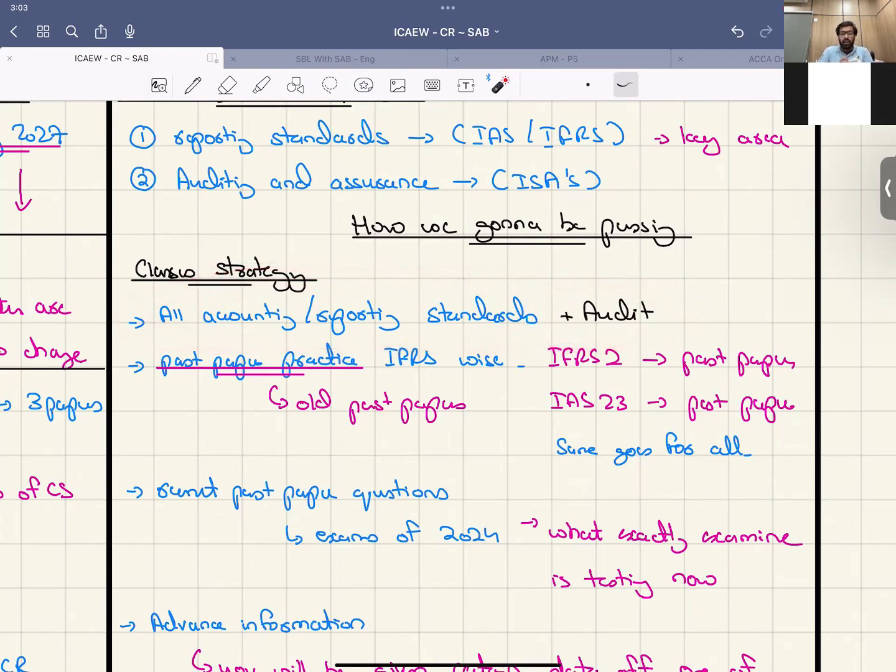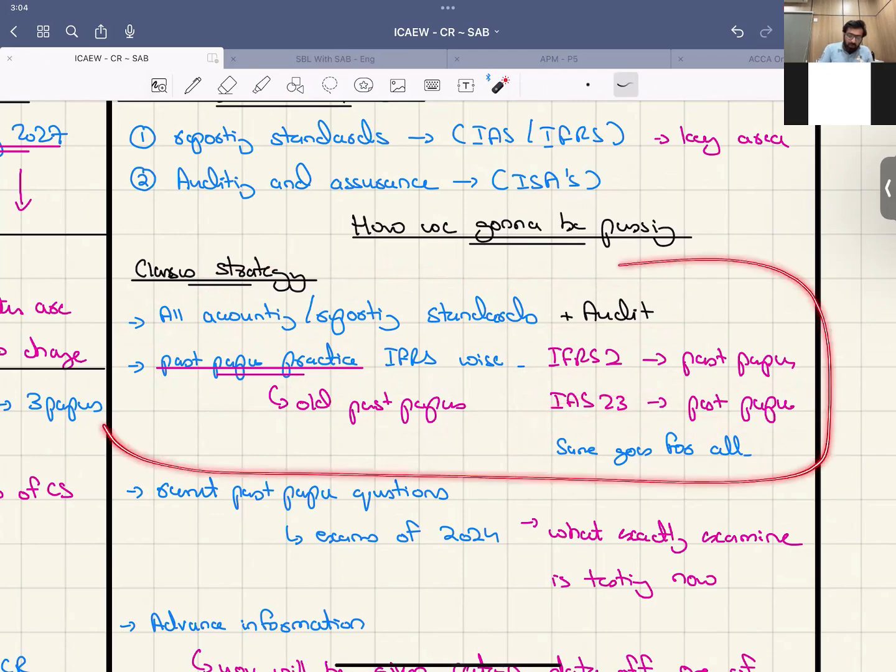Once we have that, we'll do past paper practice, using the old past papers, standard by standard. Let's say once IFRS 2 is done, it's going to be IFRS 2's past paper. Let's say IAS 23 borrowing cost is done, it will be its past paper, right? So these two would go in parallel.